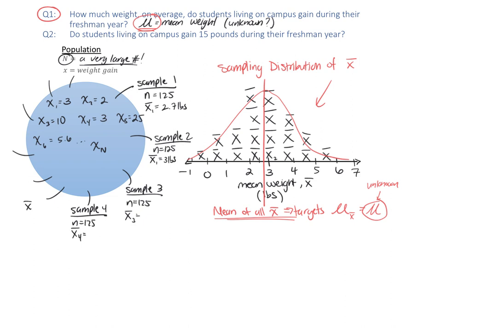Before we leave this video, though, I do want us to consider the second question, which is different from the first question. The second question is asking, do students living on campus actually gain 15 pounds? This is something that we want to either prove or disprove. This is something we'll talk about in later chapters when we talk about hypothesis testing. But the sampling distribution that you see in this section comes into play when we start talking about hypothesis tests. So I just want you to keep that in mind when we get to hypothesis testing.